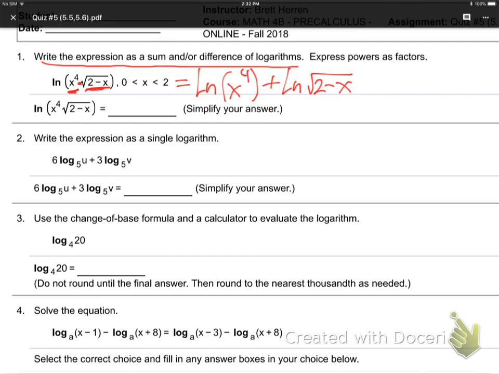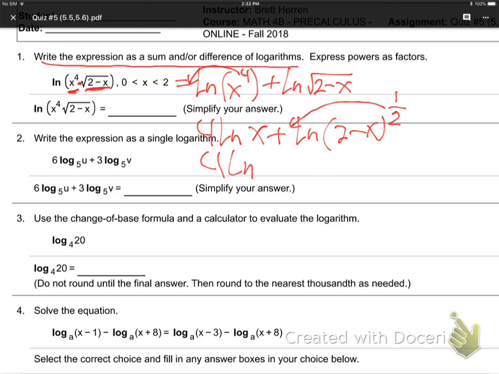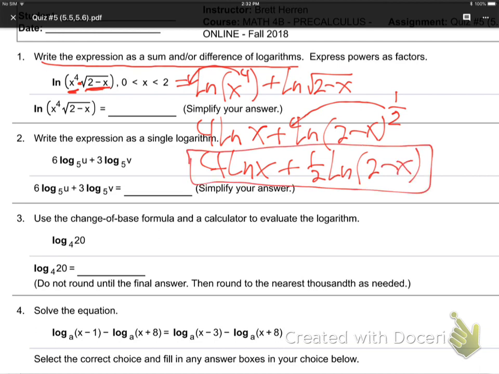Now, we can't leave it that way because that x to the 4th, that 4 comes down to the front, right? Powers come down to the front. And then the square root, remember a square root is a half power, and that half power comes down to the front also. So it's 4 ln x plus a half ln 2 minus x. That's the answer on that one, on number 1. Okay, let's go do number 2.